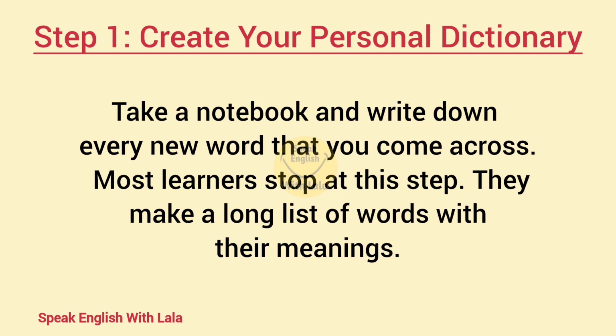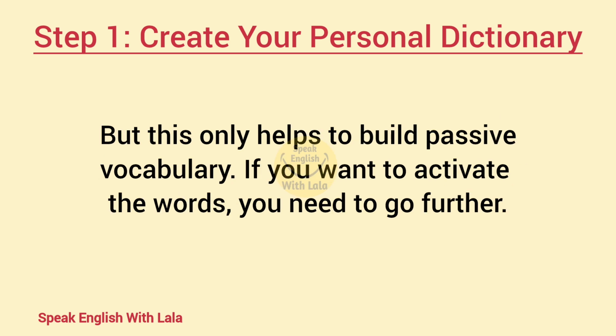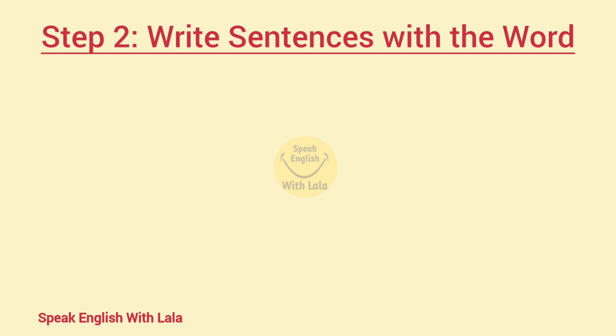Most learners stop at this step. They make a long list of words with their meanings. But this only helps to build passive vocabulary. If you want to activate the words, you need to go further. Step 2. Write sentences with the word.